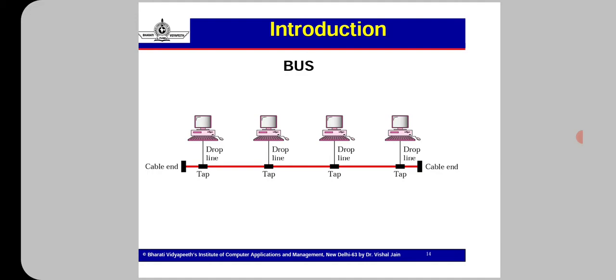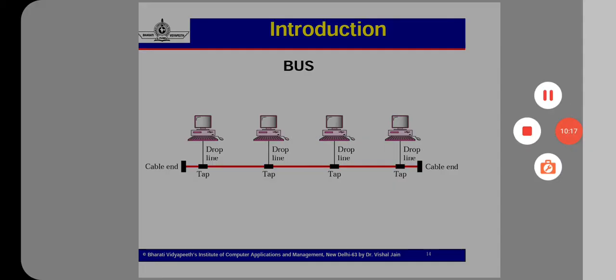So in bus technologies, cables are used to transmit data and information, and all the workstations and PCs are connected to the bus. And here we are using some special hardware devices called taps, along with cables, terminators and other networking equipment.